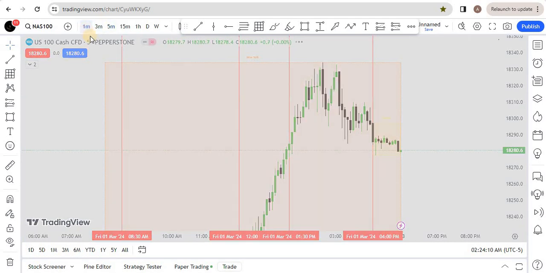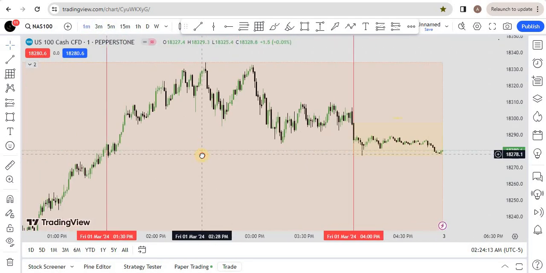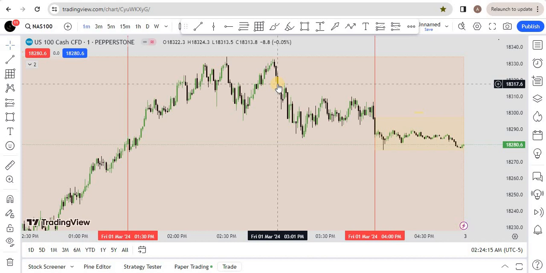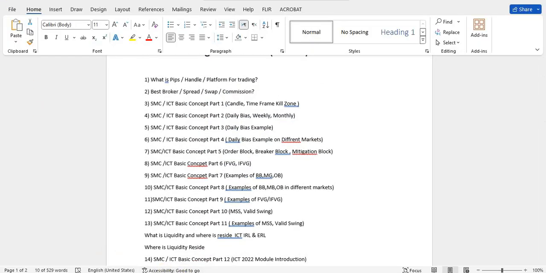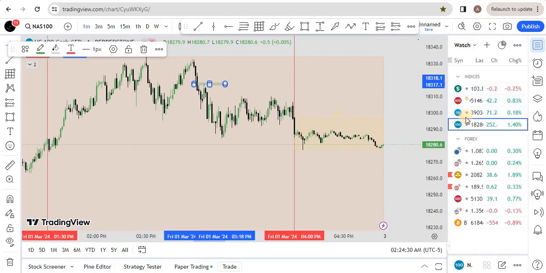But if you go to 1 minute, you will get some sort of trading setup here, like 3 o'clock. This is also our silver bullet time. A liquidity. That's it. I will also explain it in the coming videos. So now let's jump into another example quickly.